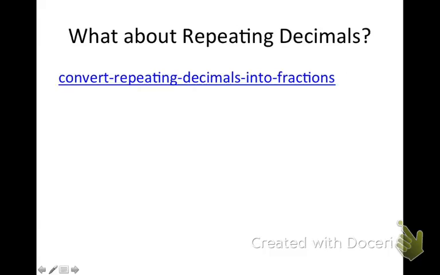And then what about our repeating decimals? So we're going to watch this video. It's going to help us find a pattern and be able to write those repeating decimals no matter how many digits are repeating.